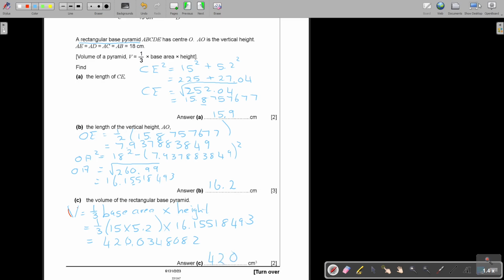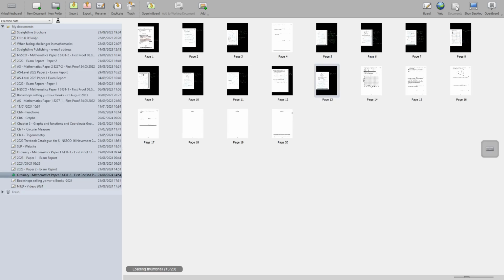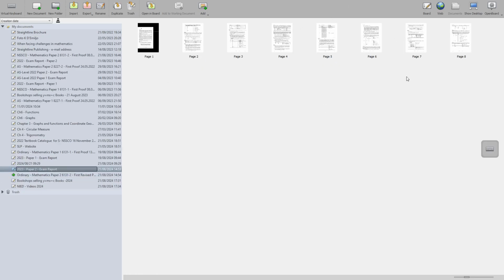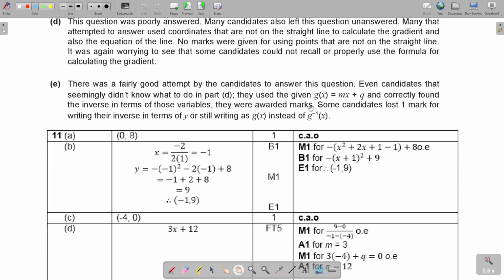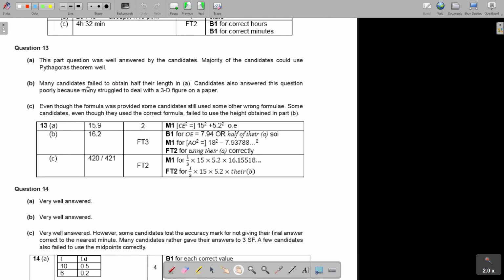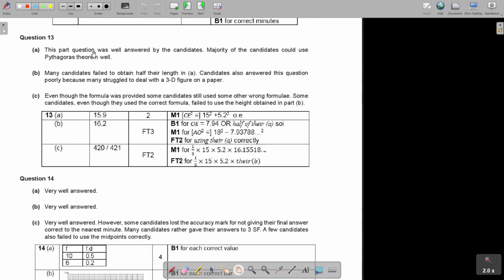Let's see what this question is telling us in the examination report, question number 13. This part of the question was well answered by the candidates. The majority of the candidates could use Pythagoras theorem. So that was giving me that 15.9. I didn't show you the marks, I'll show you now. One mark was just getting that step and then the other mark.